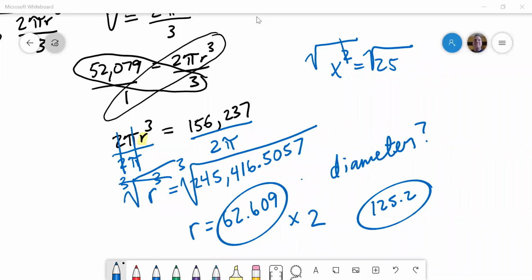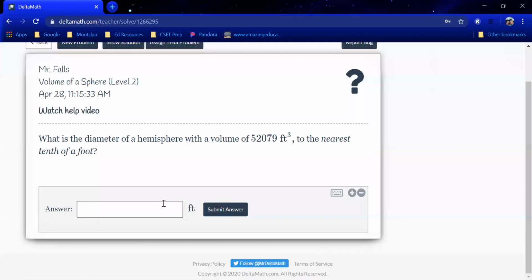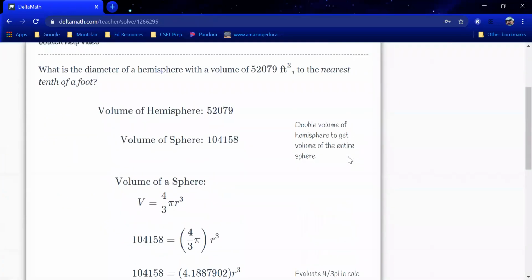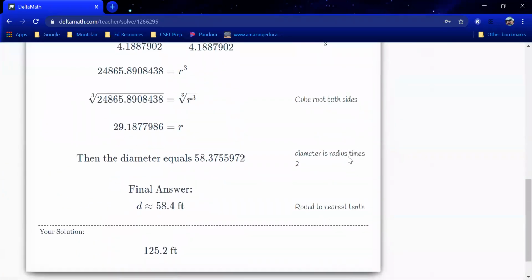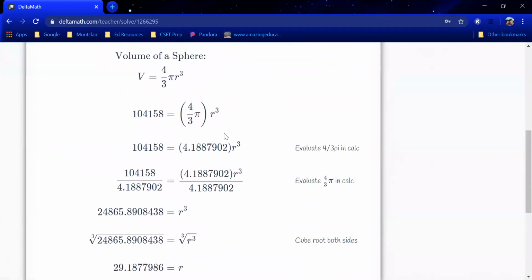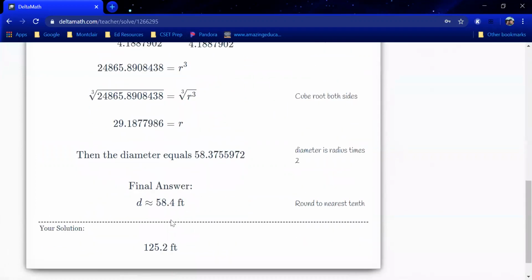Hopefully we did all that work that we're going to be correct. So let's go back to Delta Math. 125.2. Again, you can watch a help video, right? If on a tough one, make sure you guys use that if you need it. Hit yes. Oops, says I'm wrong. What happened there? Oh, you know what? It's a rounding error. Look at how close we are though.